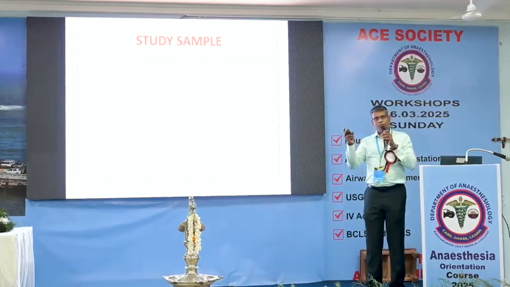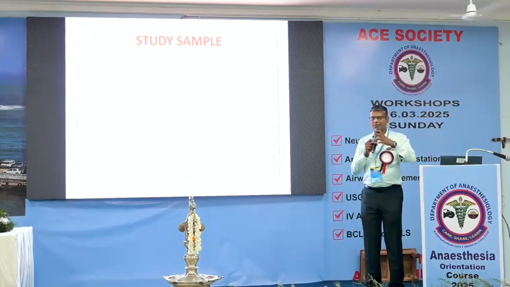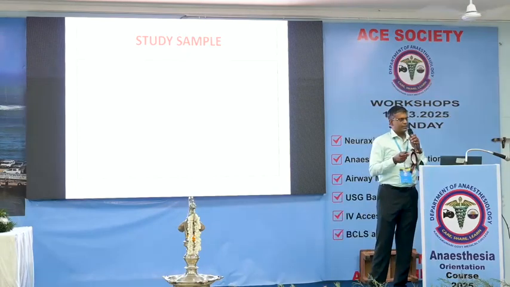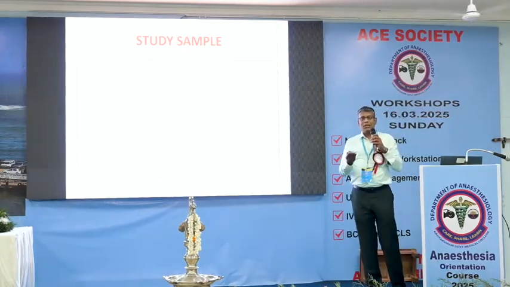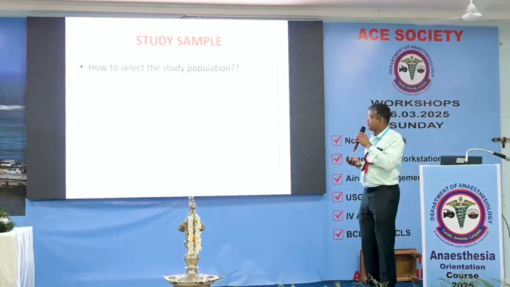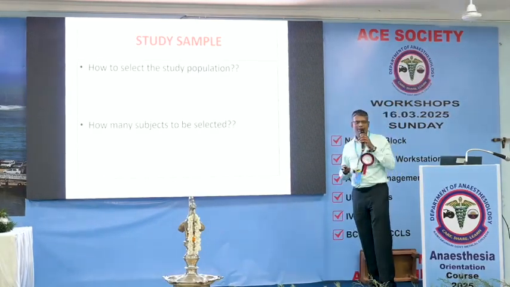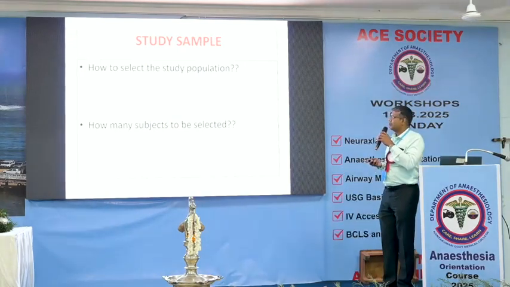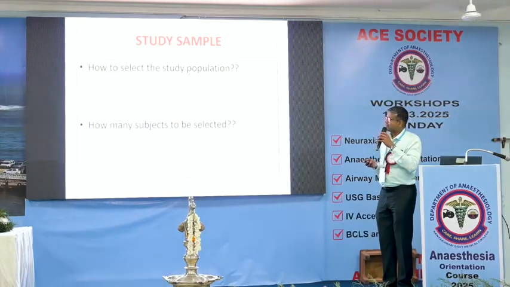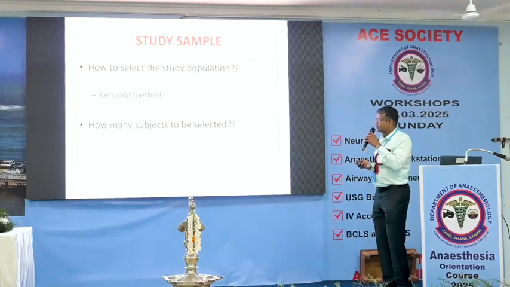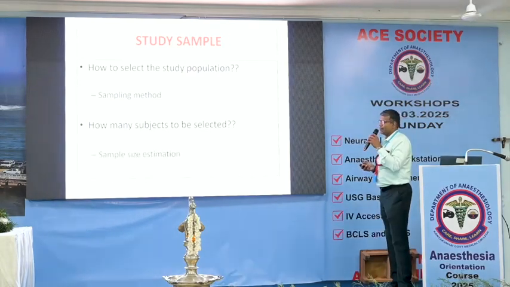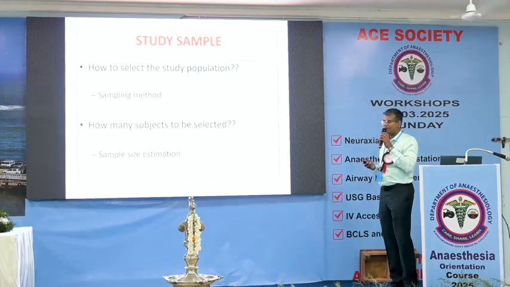One is how to select them. You cannot select them just according to your whims and fancies. There has to be a particular protocol as to how you select them. And the second question is how many. So how to select a study population and how many subjects to select are the two questions to be answered. If you want to know how to select a study population, you follow something called a sampling method, whereas to know how many subjects you have to select, you calculate the sample size. You calculate the sample size and recruit according to that.